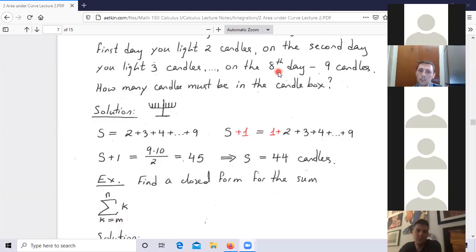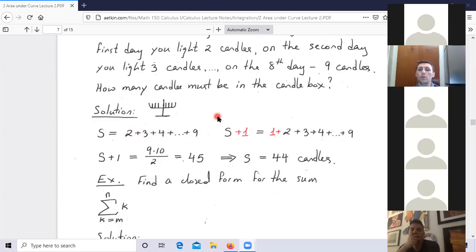Good? You see why? Because the summation is consecutive integers all the way to 9, but they don't begin with 1. So what do I do? I add 1, and then I have the formula, and then I subtract it from that formula. Good? So it's 44.